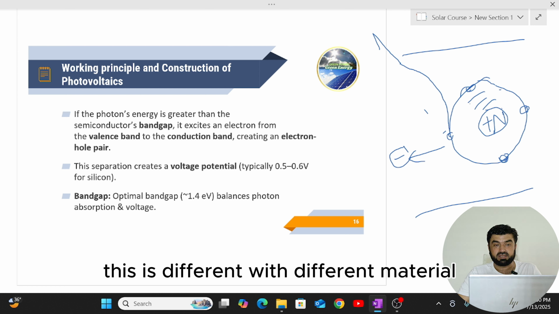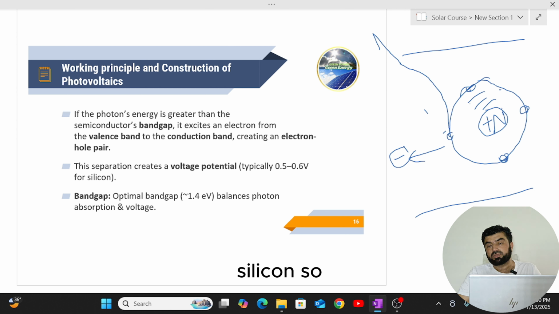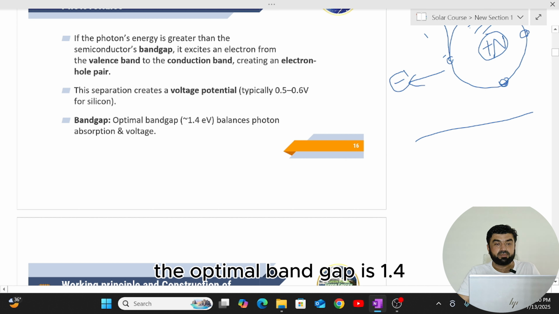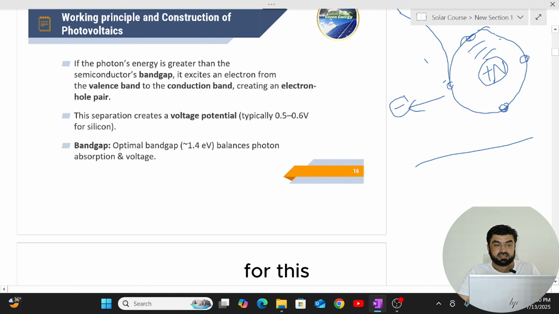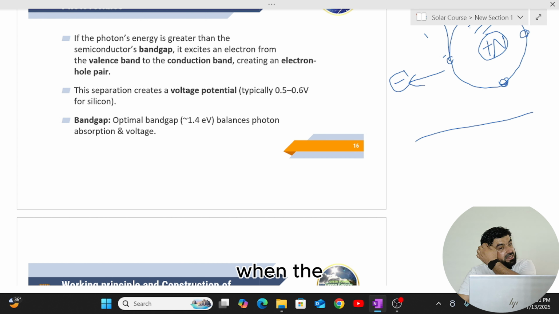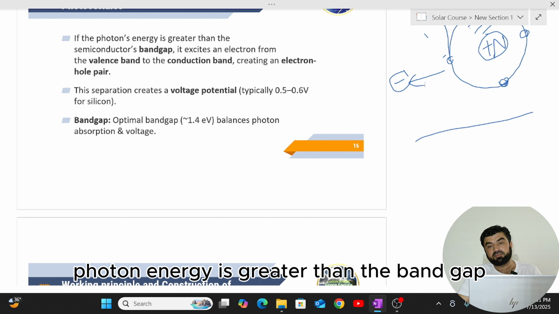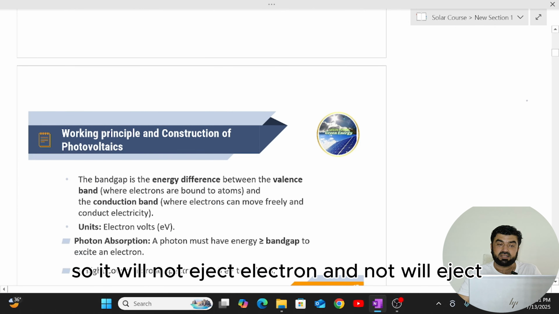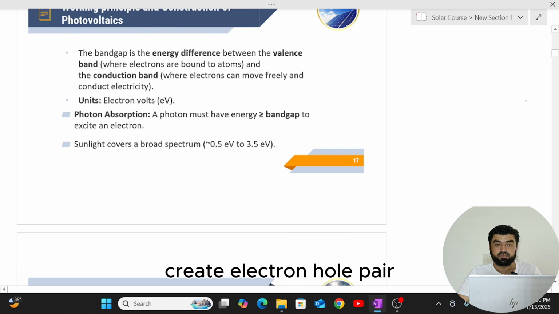This is different with different materials. For example, for germanium or silicon, the built-in field will be different for different materials. The optimal band gap for silicon is 1.4 electron volt. When the photon energy is greater than the band gap, the extra energy will be dissipated as heat. When it is less, it will not eject an electron and will not create an electron hole pair.